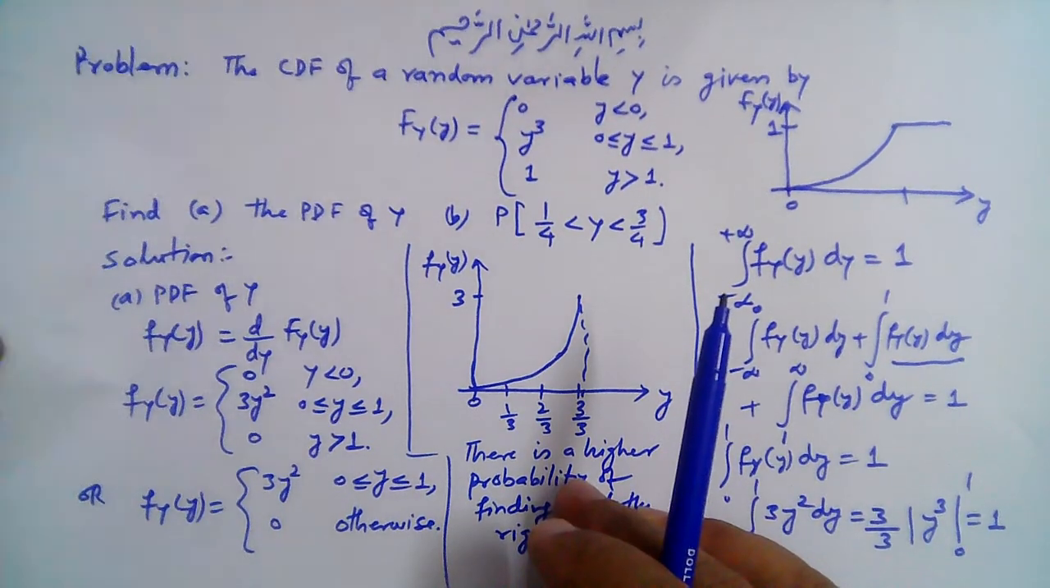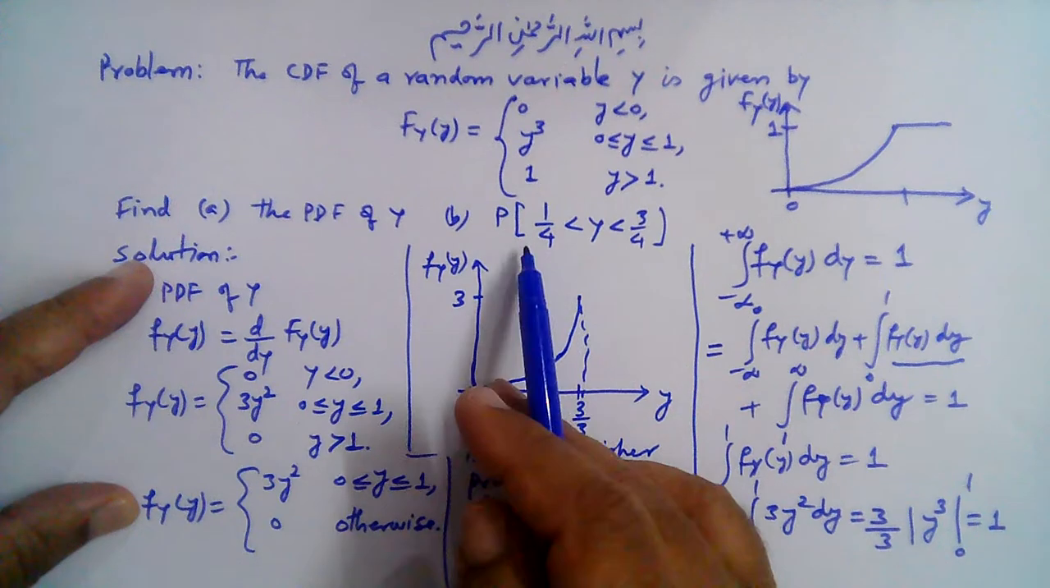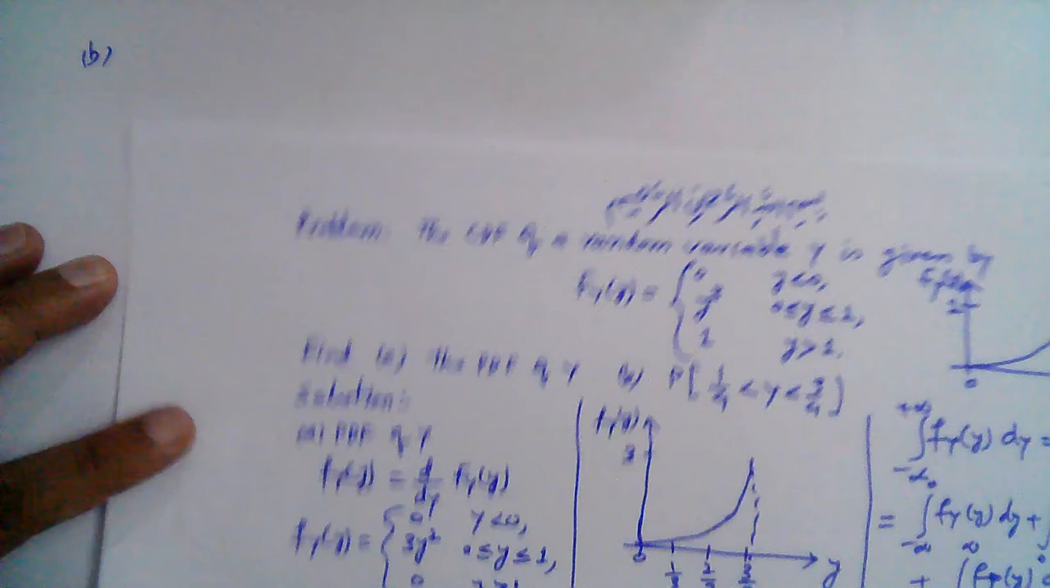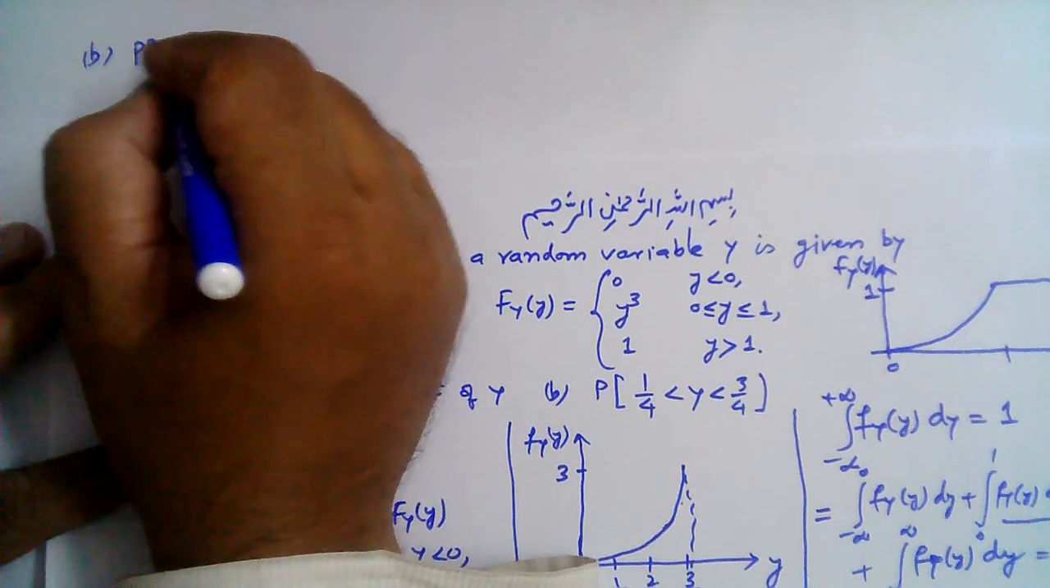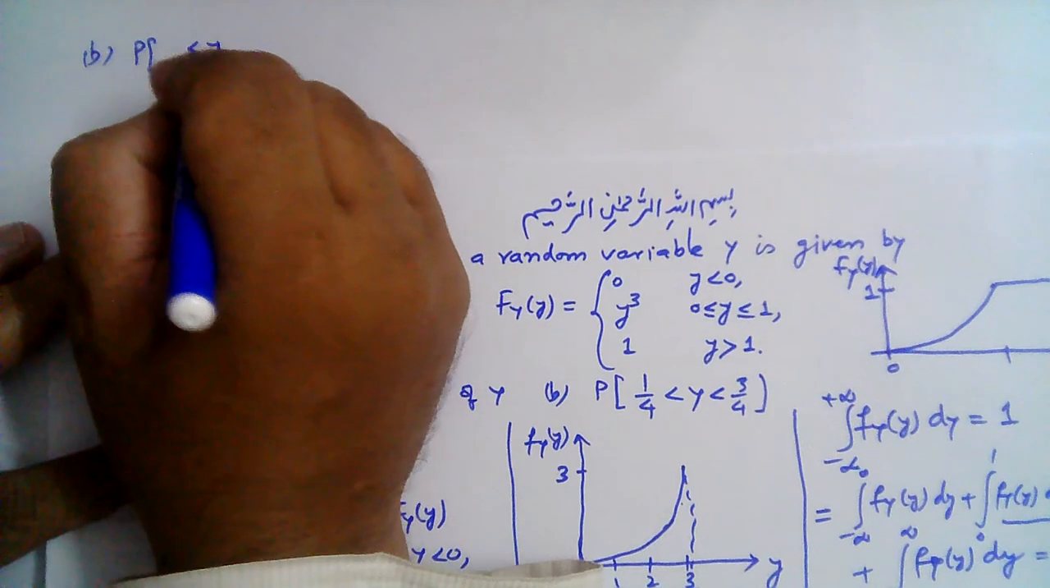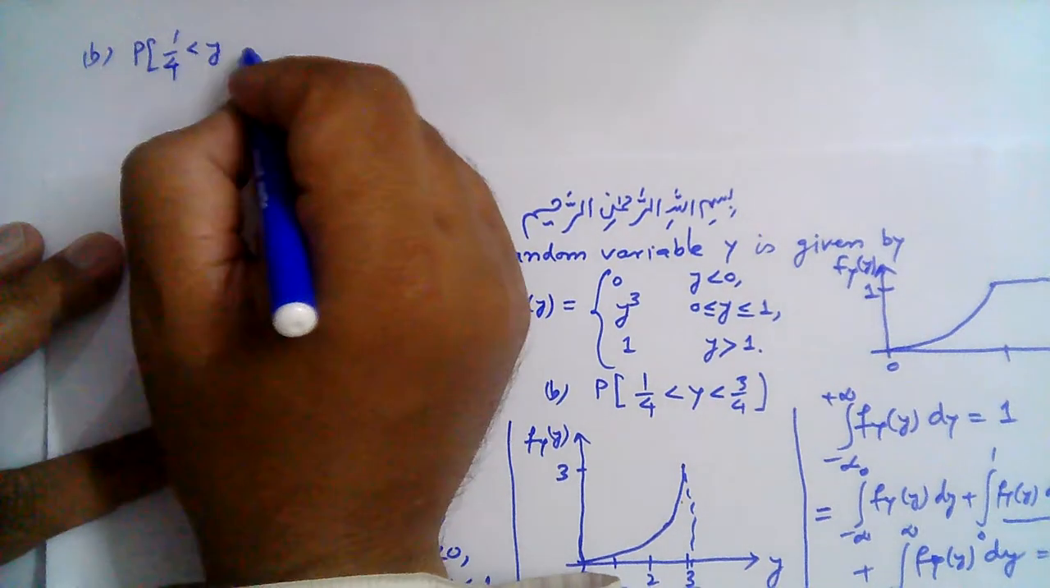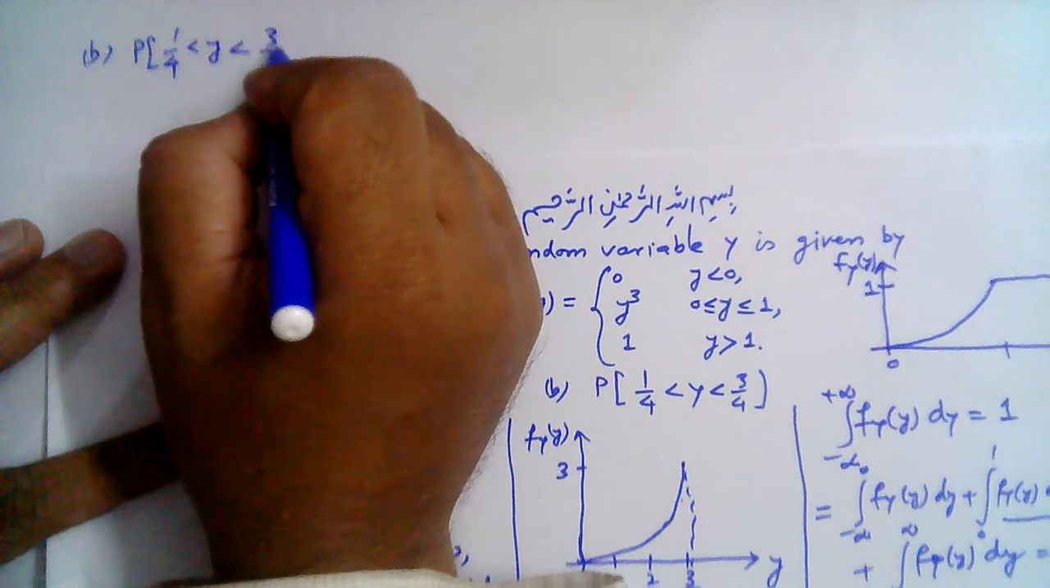So now let's move to part B. In part B, we need to find the probability that y is greater than 1 over 4 and less than 3 over 4.